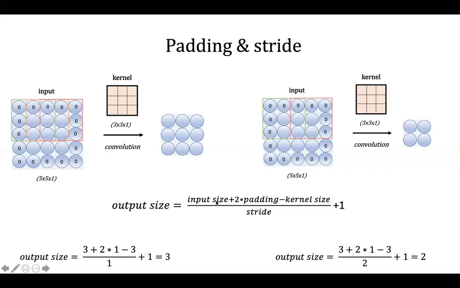In the notebook, you will have a more specific formula for height and width. Here you can substitute the input size by input height. Because the height and width in this case are the same, I just put the input size. But if you have a non-square matrix, you need to compute the output height and output width separately. So in this case, it just means one of those dimensions, either height or width.